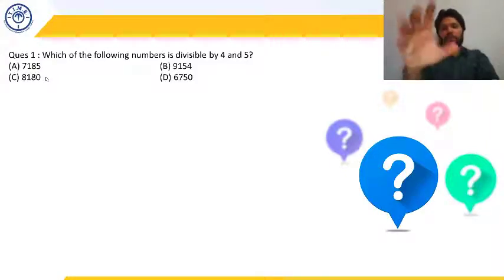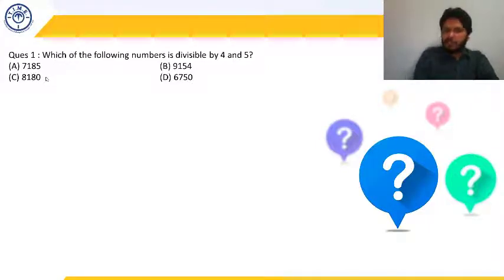So let's first go for 5. Which of the numbers are divisible by 5? First is divisible by 5. Why? Because last digit is 5, and for a number to be divisible by 5, its last digit should be either 0 or 5. So option A, option C, option D, last digit is either 5 or 0. So all of them are divisible by 5, but option B is not divisible by 5. So we will skip option B, or option B is eliminated from here.